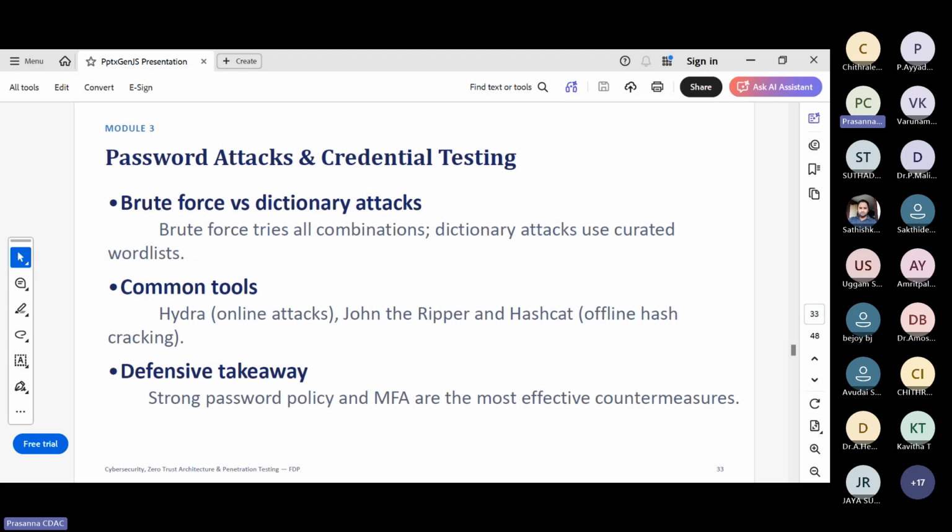Okay, and you have password cracking tools. I don't know whether this can be done. Ma'am, is it okay? Are you familiar? John the Ripper, Hashcat, Hydra. These are the tools. Otherwise, I will just brush up.